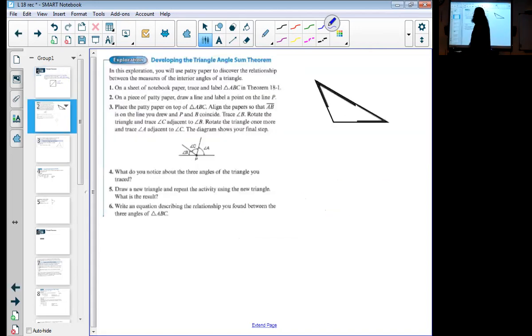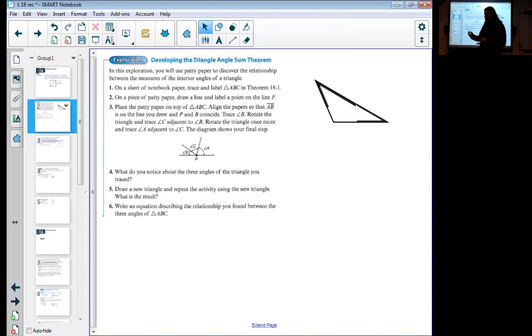All right, moving on into the actual content. We're going to start off by doing an exploration, developing the triangle sum theorem. In this exploration, we'll use patty paper to see the relationship between the measures of the interior angles of a triangle. It says on a sheet of notebook paper, trace and label triangle ABC in theorem 18-1. This works for any triangle, so you don't necessarily need to do that.